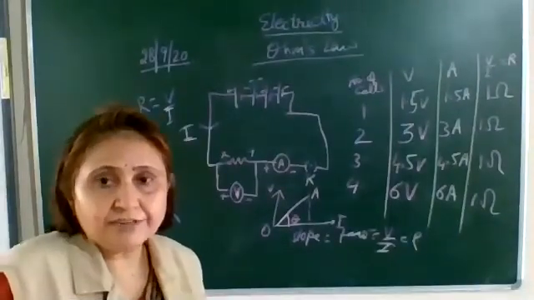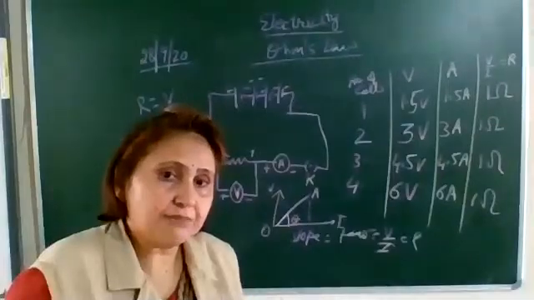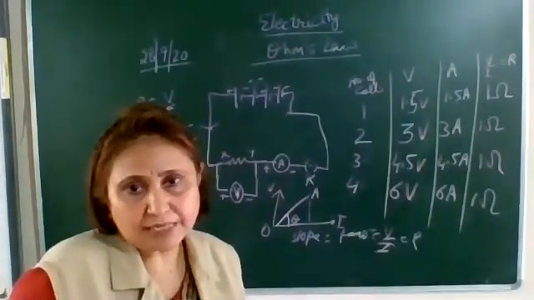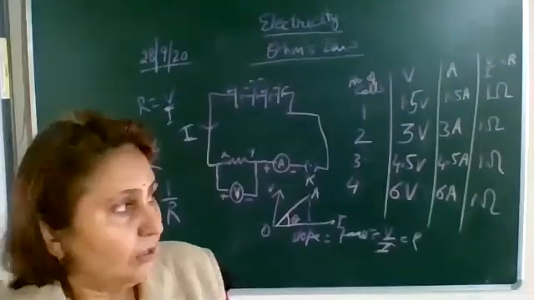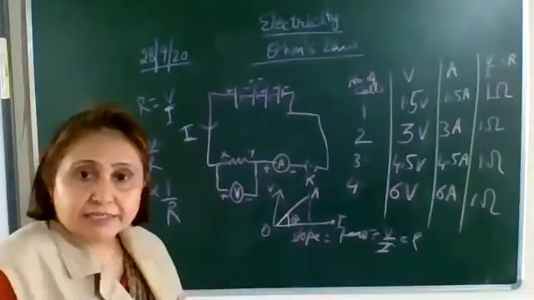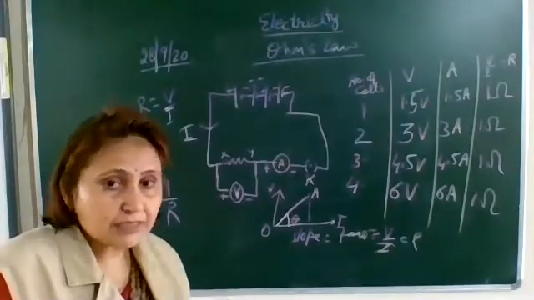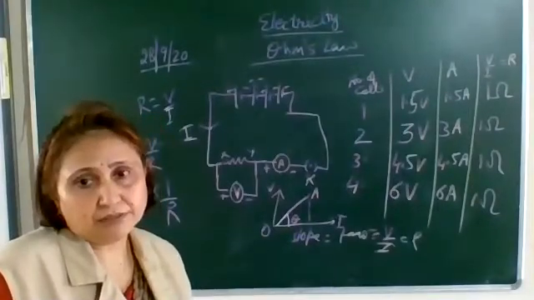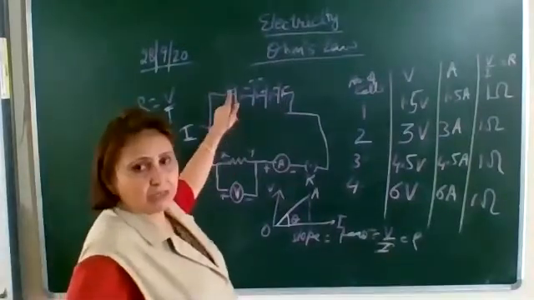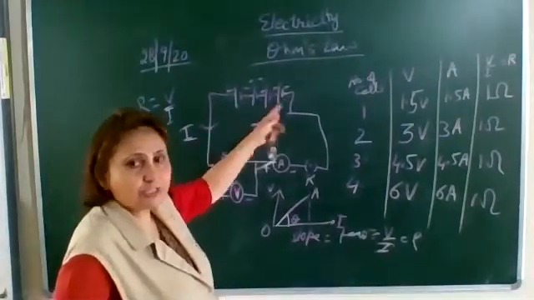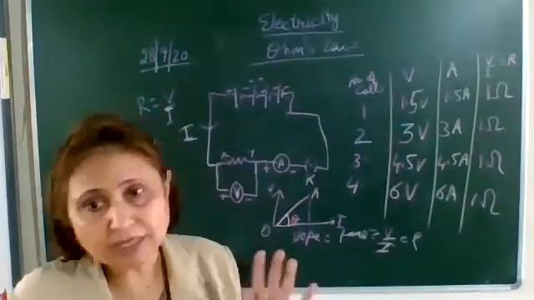This current we define as the rate of flow of charges. Its formula becomes charge flown per unit time, Q upon T, which we call electric current. But current is a scalar quantity. Don't consider it to be a vector quantity. If we change the terminals, suppose here it is the negative, here it is the positive, the direction of the current will change. So it is a scalar quantity, not a vector quantity.